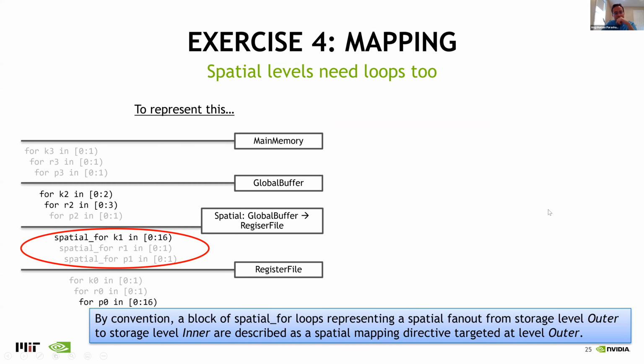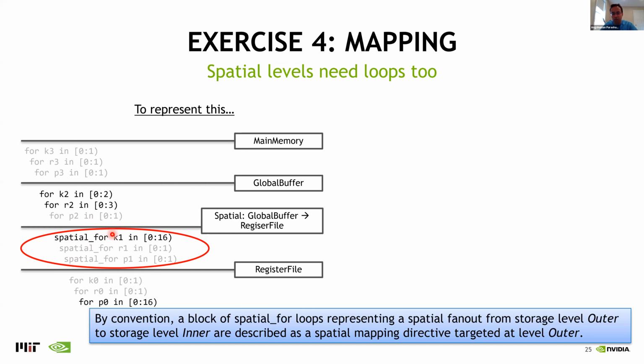But the mapping becomes more interesting now, because you need to describe how the work gets partitioned between the different PEs, right? Each of the PEs is going to do a subset of the computation, and so you need to find a way to describe that. Fortunately, you can actually do that using the loop nest representation we've been using for regular temporal mapping so far, except we just introduced this additional directive called the spatial for.